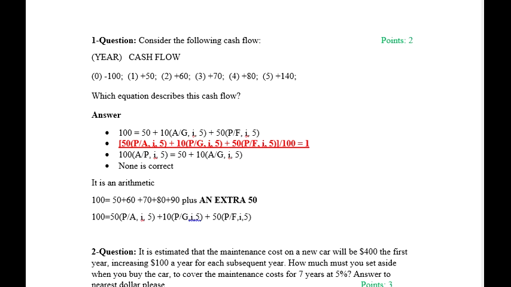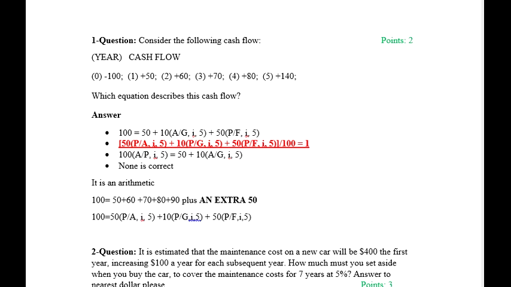It is one of the tricky questions and it's a bit confusing as well. It's basically an arithmetic gradient. If you rearrange this equation, you can write it as 100 equals 50 plus 60 plus 70 plus 80, and for the fifth year that is 90 and the addition of 50, that's why you have a value of plus 40 here.